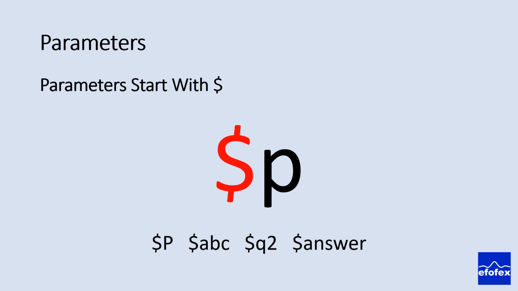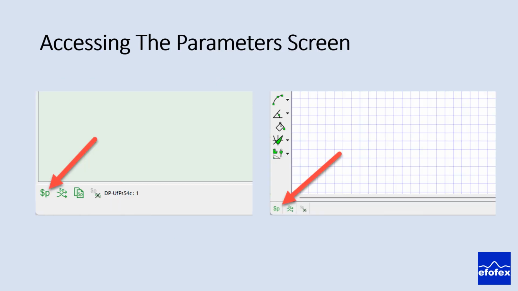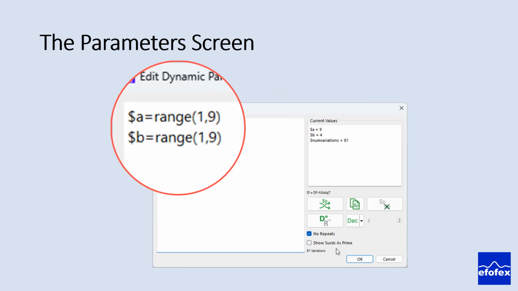All parameters start with a $, followed by letters, and parameters are case sensitive. Parameter names can also include numbers after at least one letter. The parameter entry screen is accessed using the $P parameters button on the bottom left corner of FXEquation and FXDraw. The parameters screen allows you to create an unlimited number of parameters, one per line. Each line starts with a parameter name and an equal sign, something like $A equals.